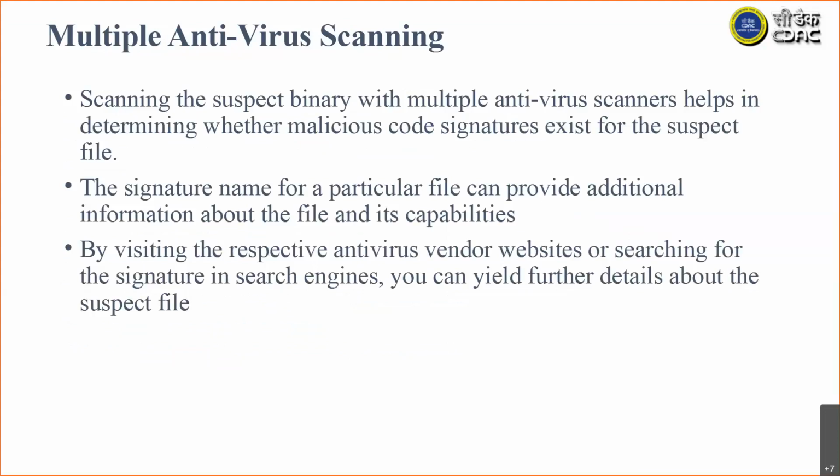Another task for static analysis is multiple antivirus scanning. Scanning the suspect binary with multiple antivirus scanners helps in determining whether a malicious code signature exists for the suspect file. The signature name for a particular file can provide additional information about the file and its capabilities. By visiting the respective antivirus vendor websites or searching for the signature in search engines, you can yield further detail about the suspect file.